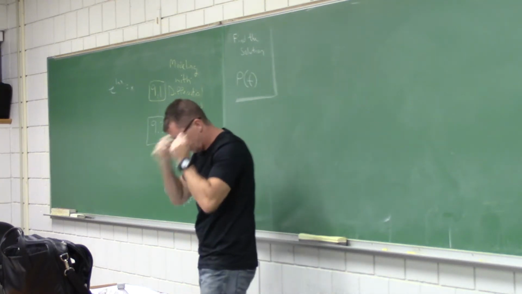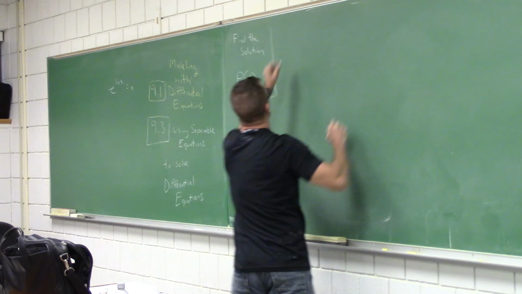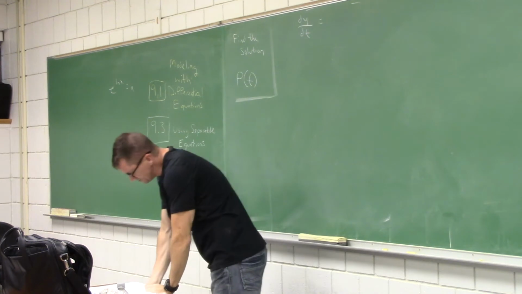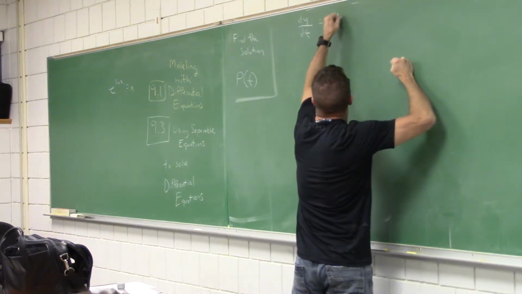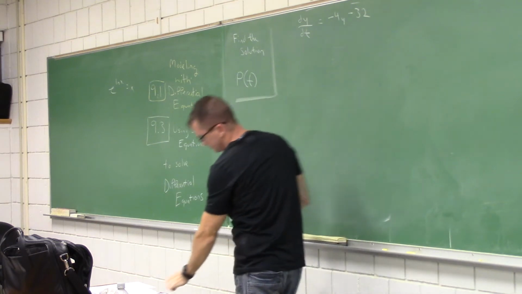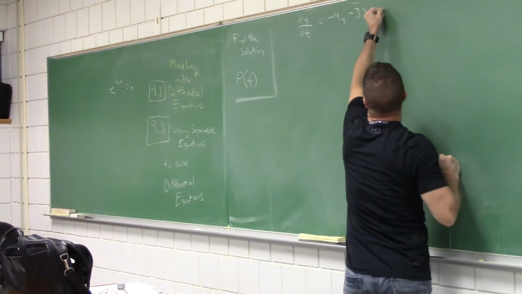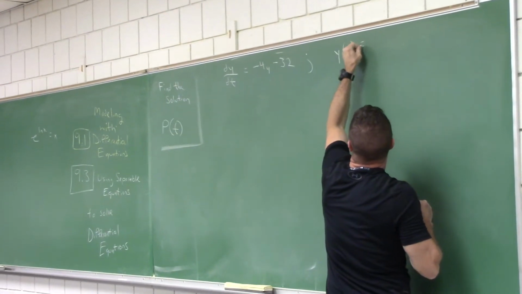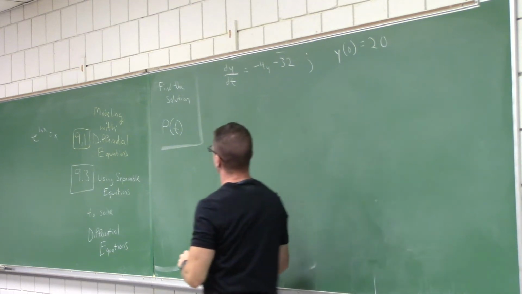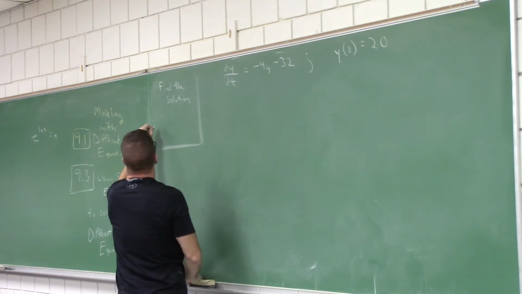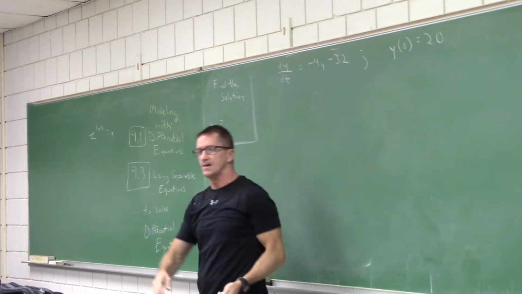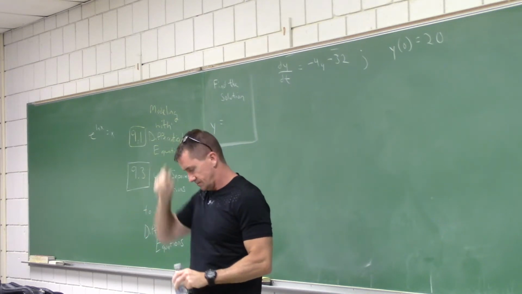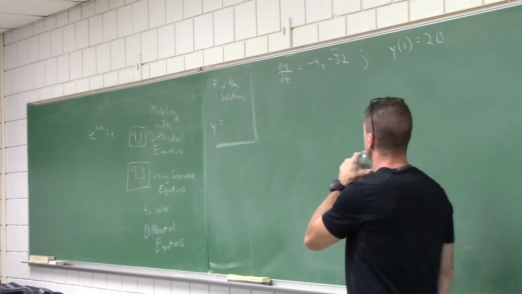And this problem, let's try this. dy/dt is equal to negative 4y minus 32. And I'm going to put a semicolon right next to it, provide the initial value: y of 0 equals 20. And when you find the solution, find what y equals using separable equations. So we'll use separable equations to figure out what y is.